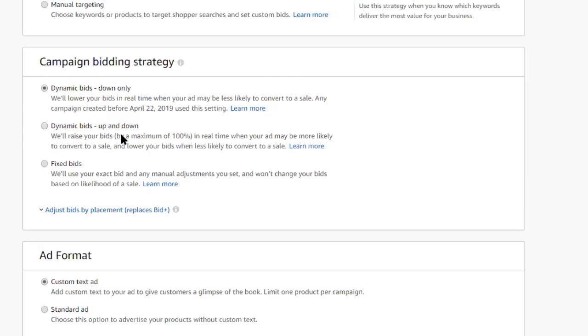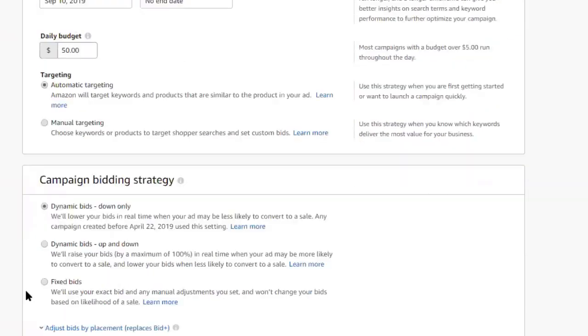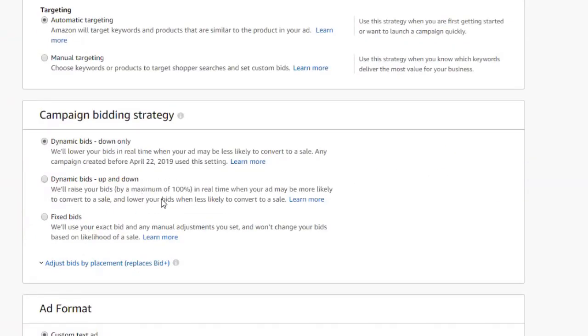Dynamic bid down. So you do a bid and they will potentially lower your bid. Dynamic bid up and down. Don't use this. Okay. The middle one, just everybody write that down. Don't use it. Patty, Karina, Haley, I can't see the name of the bottom person, but Audrey, Megan, iPhone, all of you folks, don't use that, because what that means is, we'll raise your bid by a maximum of 100% in real time when your ad may be more likely to convert to a sale, and lower your bids when less likely to convert to a sale.